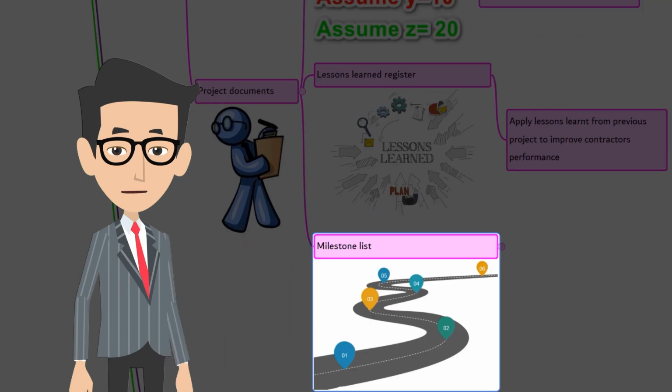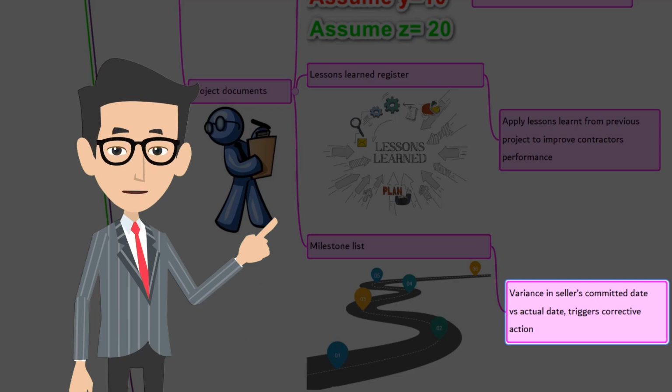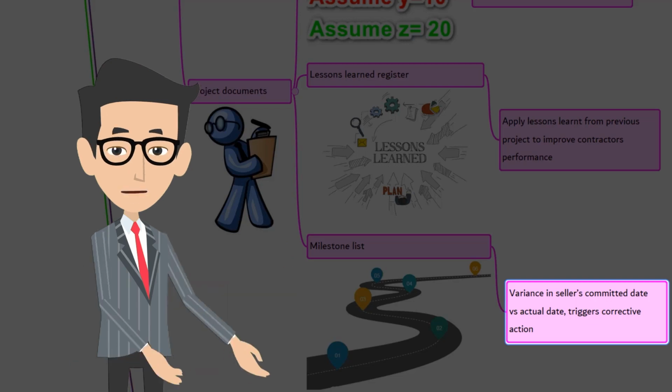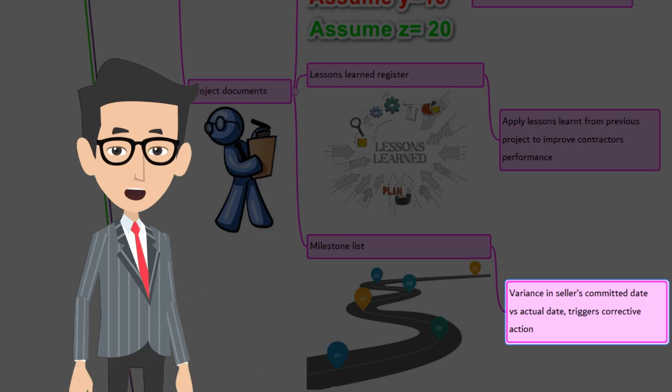Milestone list. The list of major milestones shows when the sellers are expected to deliver the result. These results are compared with the actual delivery date. In case of variance, necessary actions are triggered, such as corrective and preventive action. So, naturally, the milestone list becomes an input.